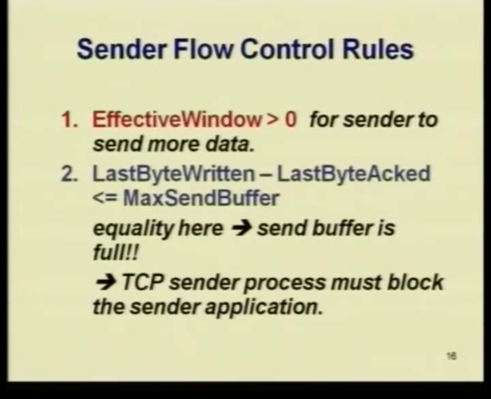So the TCP sender process must block the sender application if the last byte written minus the last byte acknowledged is equal to the maximum send buffer. If it is equal to max send buffer, it means that so much data has not yet been acknowledged, so you cannot write any more data into the buffer. So you have to tell the application process to stop writing more data, and you will allow it to write data only after you have sent data from the buffer. Okay, this is what is done on the sender side.